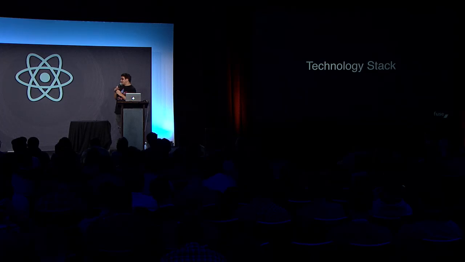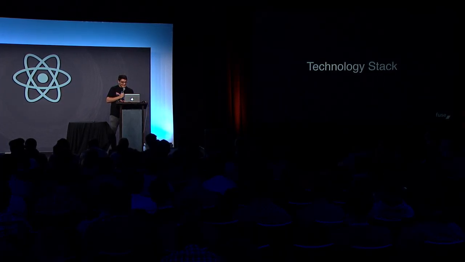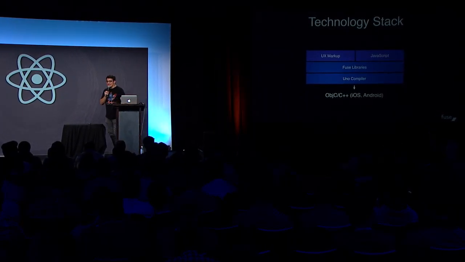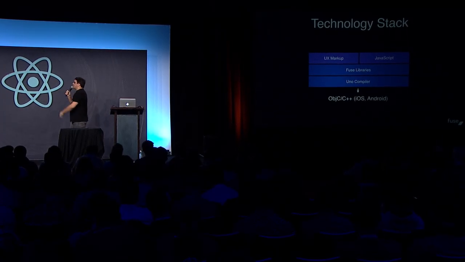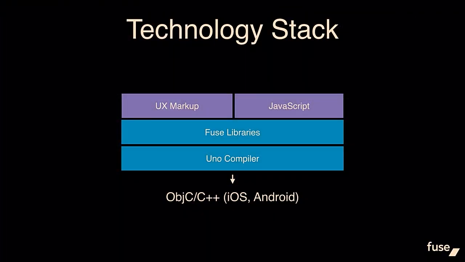So I'm going to have to rush even more than I already have been. I want to go a little bit over the technology stack that makes this happen. So I introduced you to UX Markup and JavaScript. Those lay at the top of the stack. So that's typically what you're using when you're building Fuse apps. We also have the Fuse libraries underneath, and this is your image, your scroll viewer, all that kind of stuff, which could also be replaced by a native scroll viewer, for instance. Beneath that, we have something that we call the Uno compiler, and that will actually translate a lot of this code into pure native code.